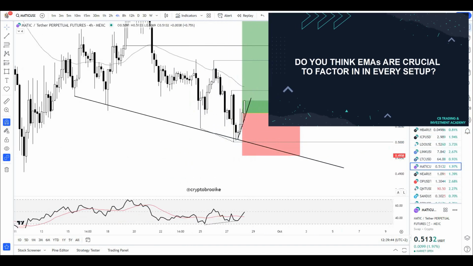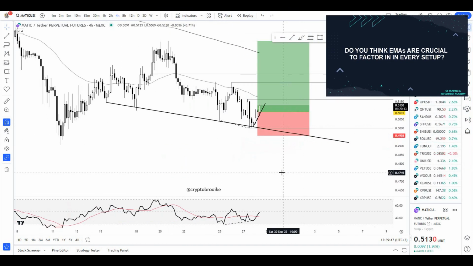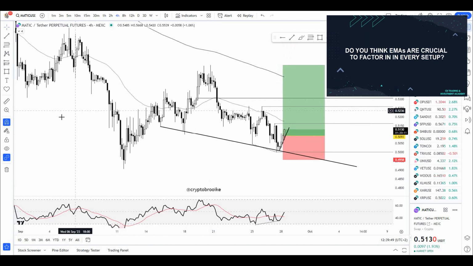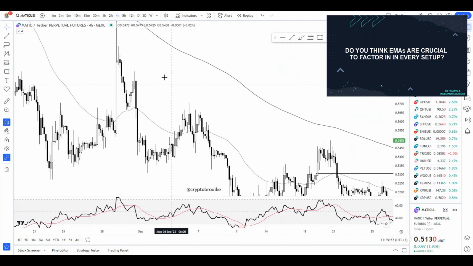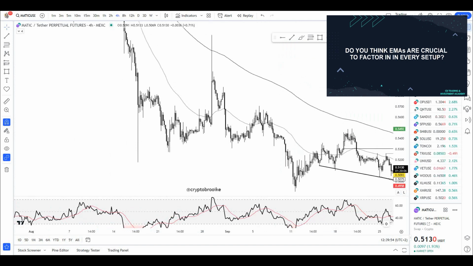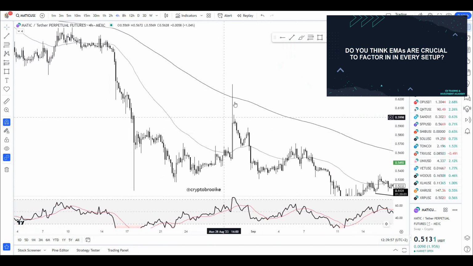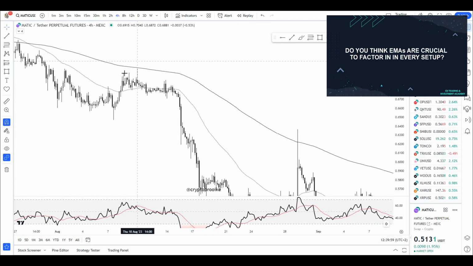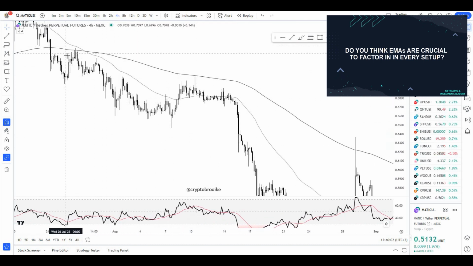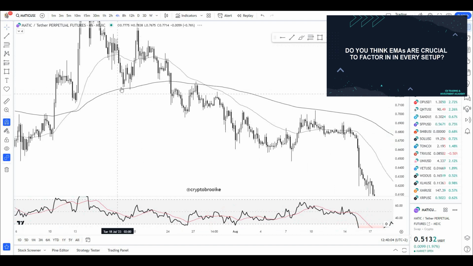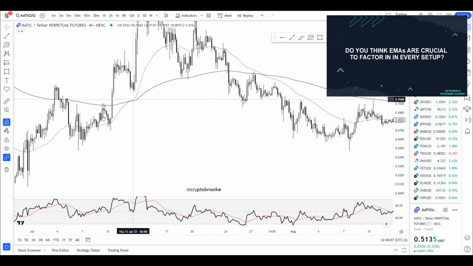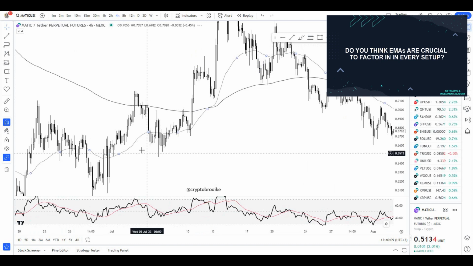If you look back on I think any price movement, you will see that the 200 EMA is always a point of either resistance or support. As you can see, it's just because so many people use it. It's a self-fulfilling prophecy, and it becomes an area of resistance or support.